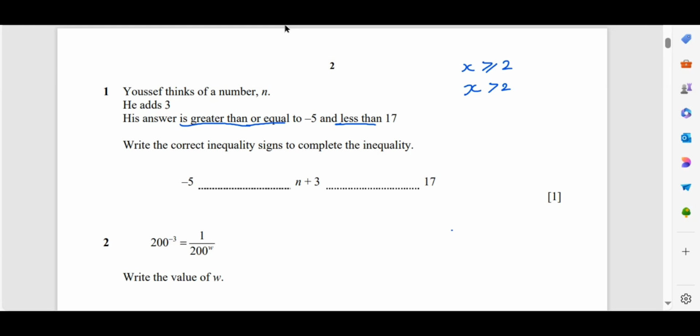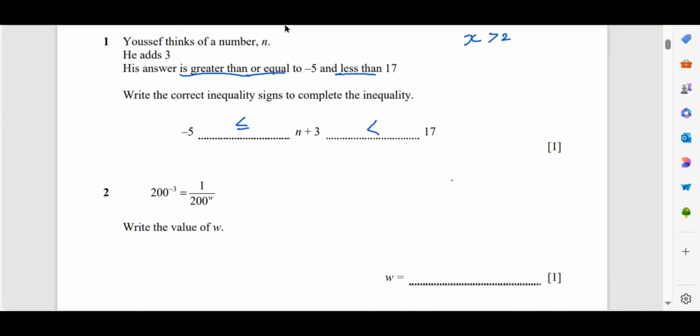So here we have that n plus 3, which is n added to 3, is greater than or equal to -5. So we are going to have our greater than or equal to -5. And they say the same expression here is less than 17. So this is less than 17. So this is what you are expected to do in that question.